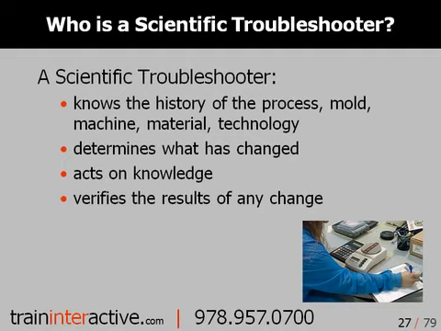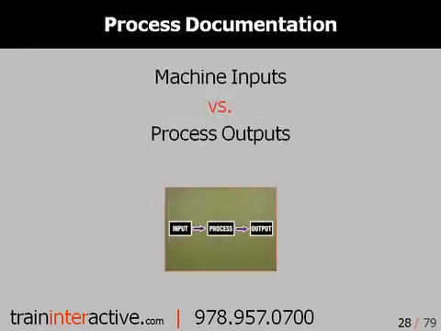Let's talk about how a scientific troubleshooter acts. A scientific troubleshooter will know the history of the process, mold, machine, material, and technology, determine what's changed, will act on knowledge, and will verify the results of any change. A scientific troubleshooter relies on process documentation.